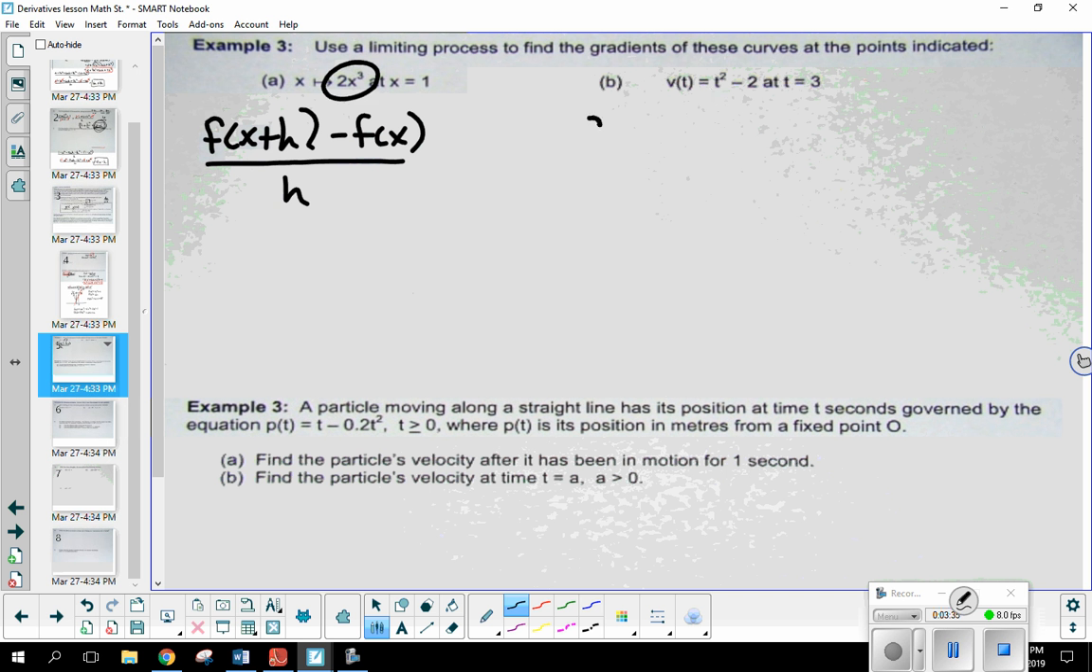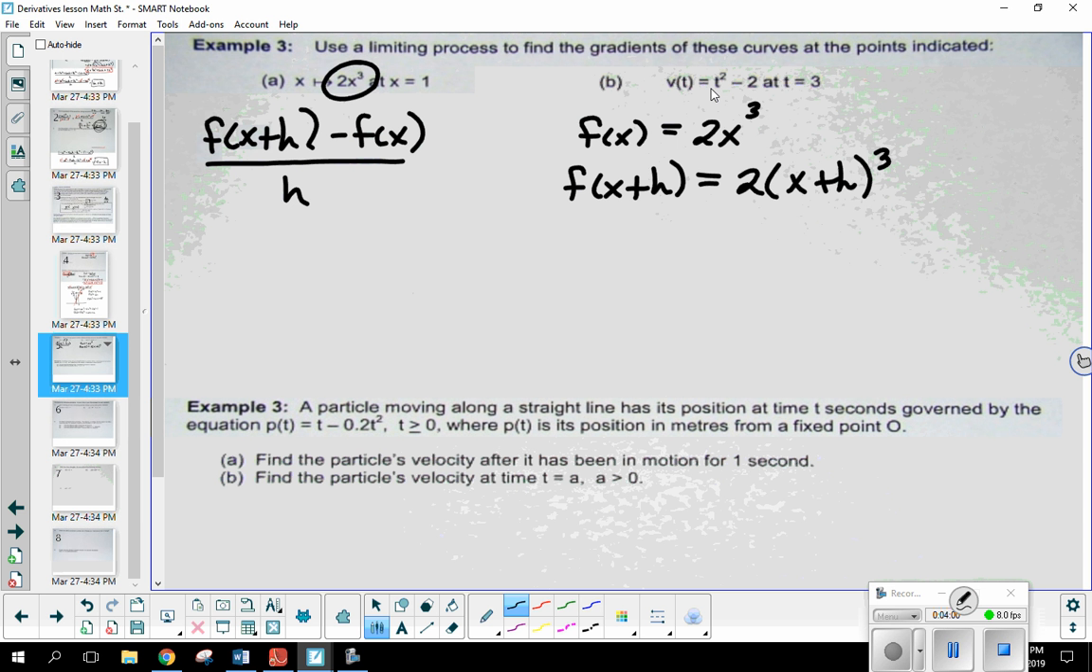So first, we want f of x, which is going to give me what? That's just 2x cubed. F of x is always the original function. Now for f of x plus h, this is where we're going to use substitution. So everywhere I have x, I'm just going to replace it with that binomial. So 2x cubed is 2 times x plus h cubed.